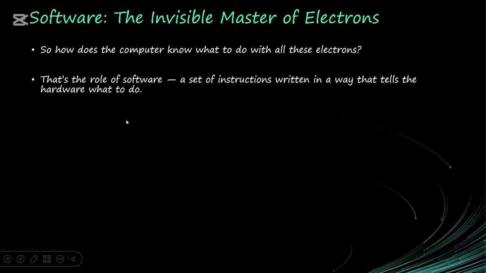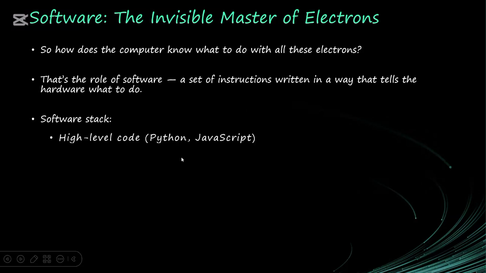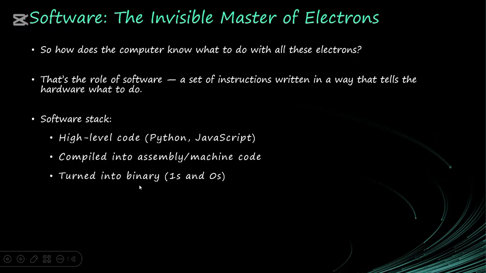Okay, so the computer does not know how to make use of these electrons to perform anything. So it is your job as a computer programmer to write a set of instructions in a way that tells the hardware what to do. It is your job as a software developer to write this set of instructions. So this is the role of software. When you write software in high-level code, Python or JavaScript, it is compiled into assembly language or machine code, and then turned into binary ones and zeros.